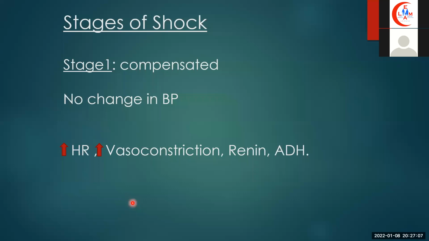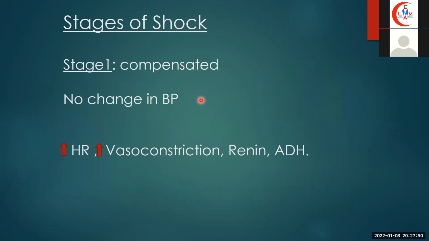So what are the stages of shock? There are 3 stages. The first stage, we call it compensated or pre-shock. And what will happen, as we mentioned earlier on, there will be a compensation. So the body tries to compensate by increasing the sympathetic activity, increasing the heart rate, vasoconstriction, and increasing the secretion of renin and antidiuretic hormone, to try to keep the blood pressure the same, right? So this is the pre-shock state, and we should recognize the patient in this stage, all right?